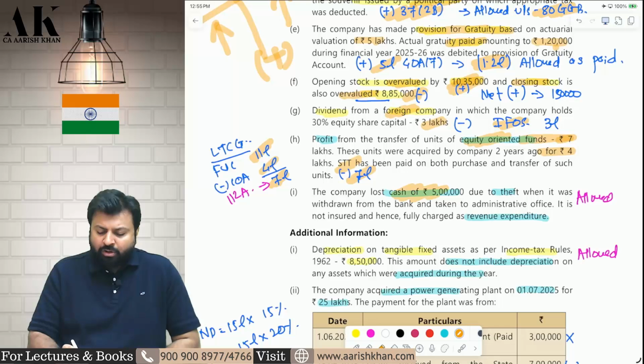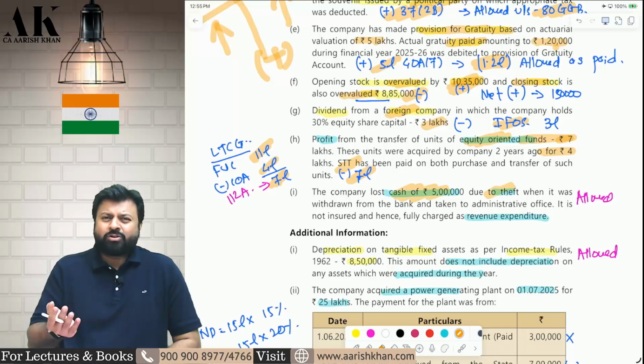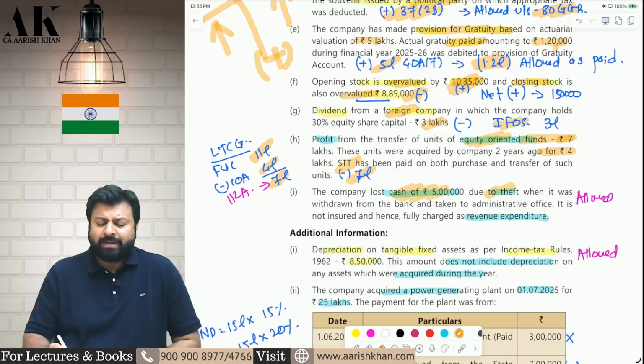Then there is some cash lost due to theft. So it's okay, it's a part of business, it's a revenue expenditure, you can claim that as a revenue loss and therefore it is allowed.